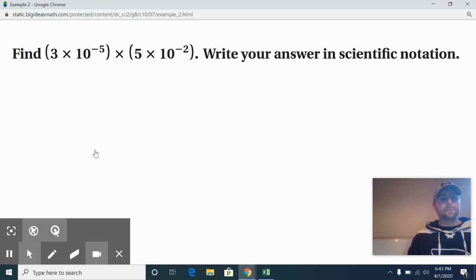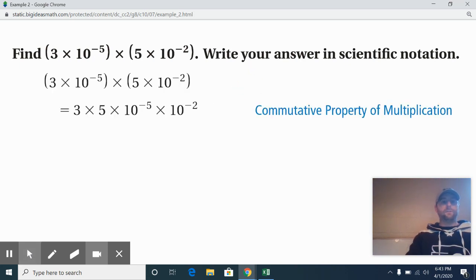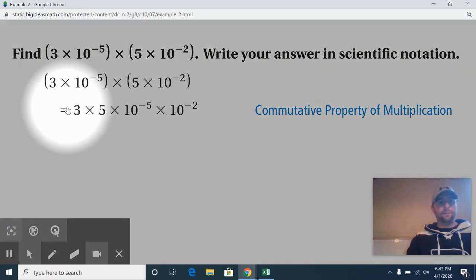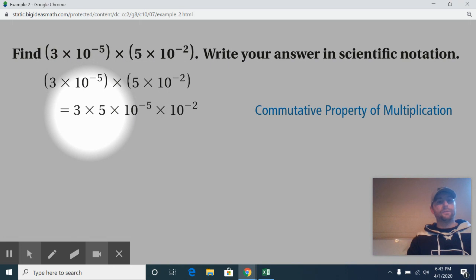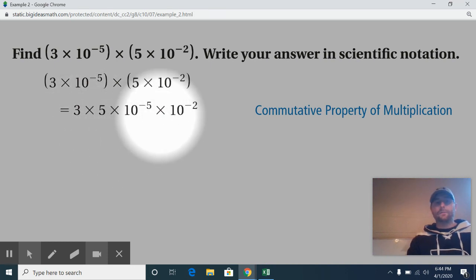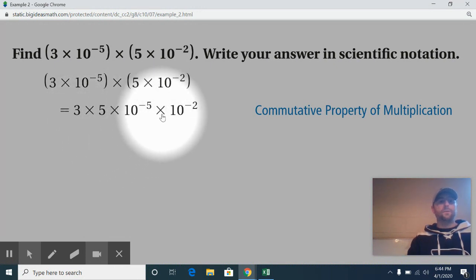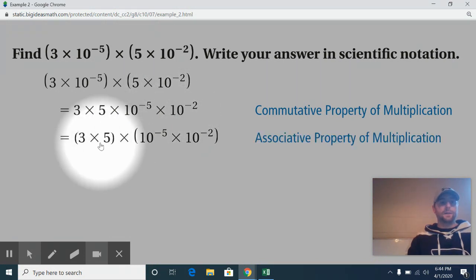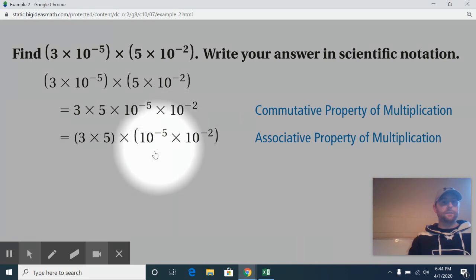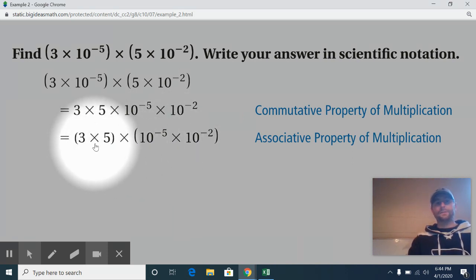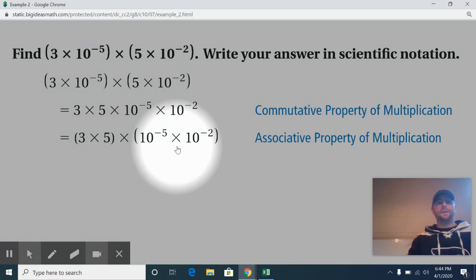Let's take a look at what that looks like. Here's what they do. They rearrange it. They're showing you that they're multiplying the factors. So they rearrange it, showing that it's really 3 times 5, and then they rearrange it so that the tens are next to each other. So again, they're just showing that we're multiplying 3 times 5, and then multiplying 10 to the negative fifth times 10 to the negative second. We go to the next page here. They then group them together, showing again that we're multiplying the factors and the tens separately.